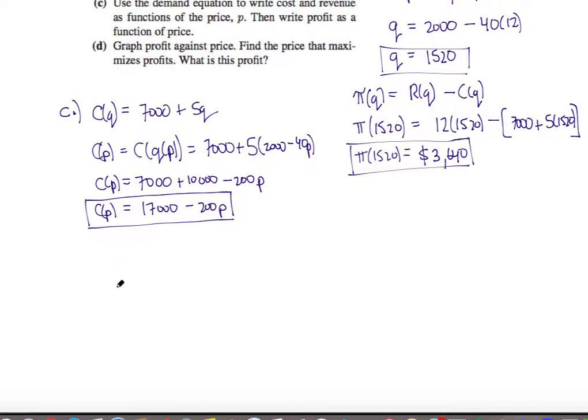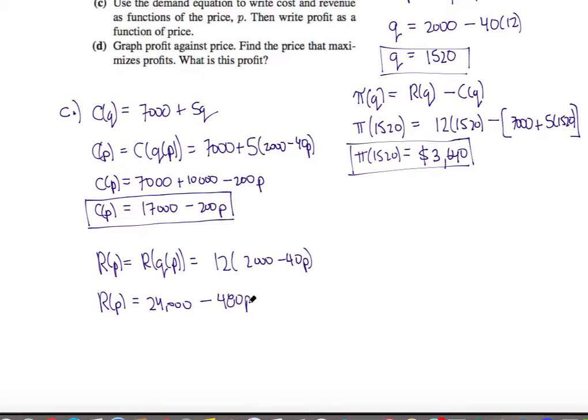Our revenue function would be done the same way. So revenue as a function of price would be revenue as a function of Q of P. So this is simply going to be 12 times 2,000 minus 40p. Or, if we simplify this, simply 24,000 minus 480p. So that is our revenue function.